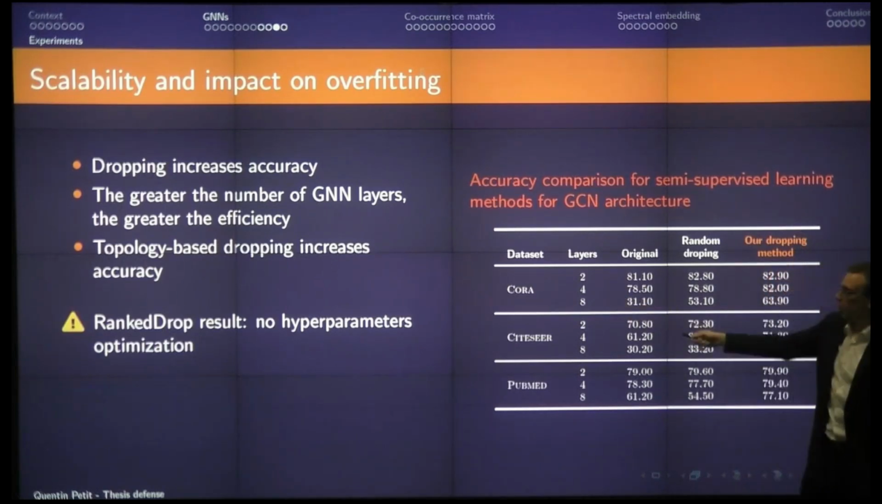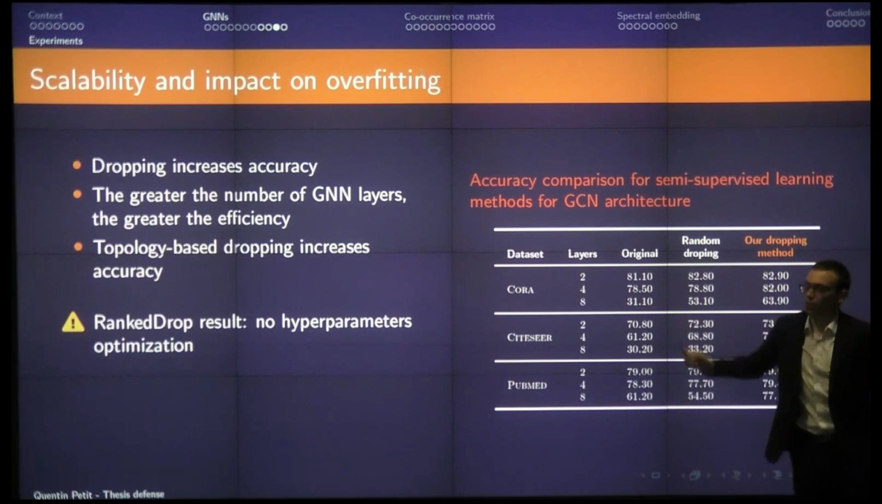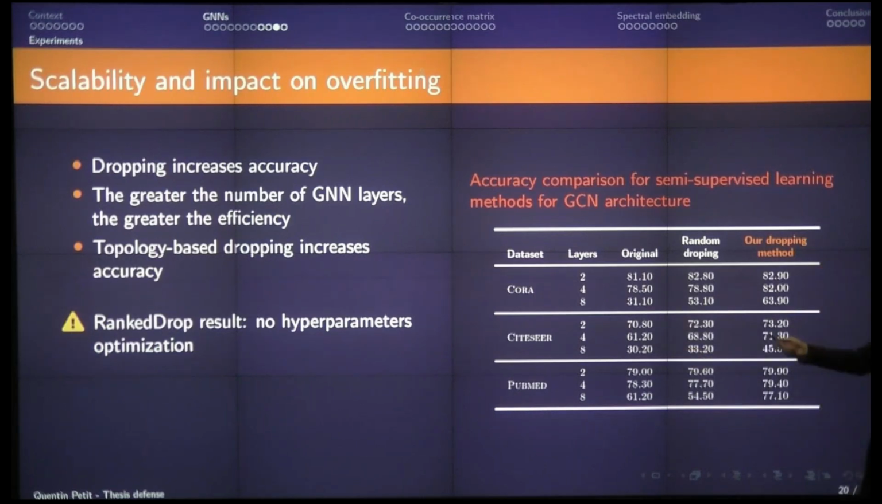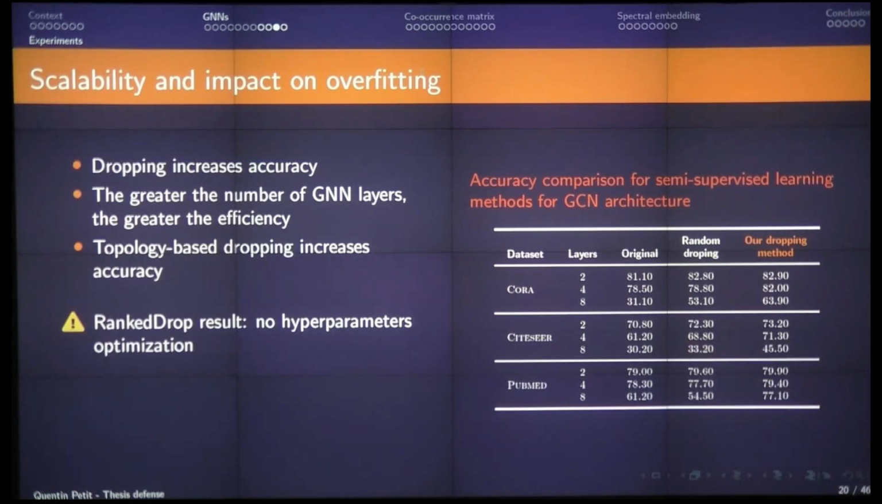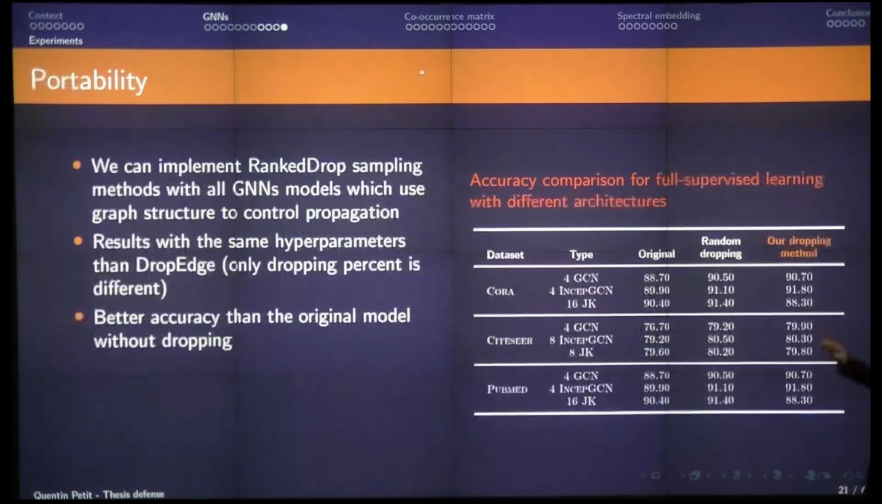For example, without dropping, the accuracy is only close to 30%. And with the dropping, we can improve the accuracy by more than 2 times here. And we can also see here with Citeseer, between no dropping and with our dropping, we increase the accuracy by more than 50%. Okay, so this is the impact on accuracy.